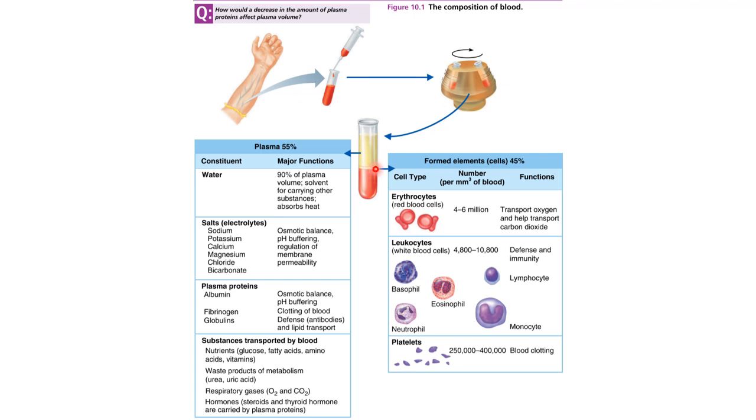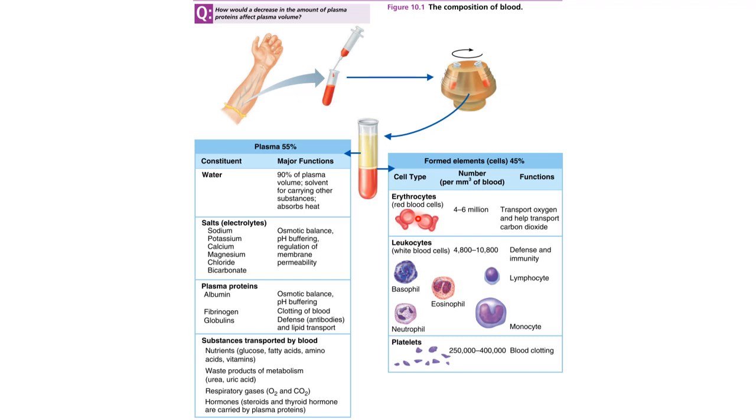Sabi ko nga kanina, yung buffy coat or buffy layer. So, maraming klase ng cells or blood cells na nandito. Majority of that would be erythrocytes or red blood cells. So, cyte means cell and erythro means red. So if you combine the two words, erythrocyte, that would mean a red blood cell.